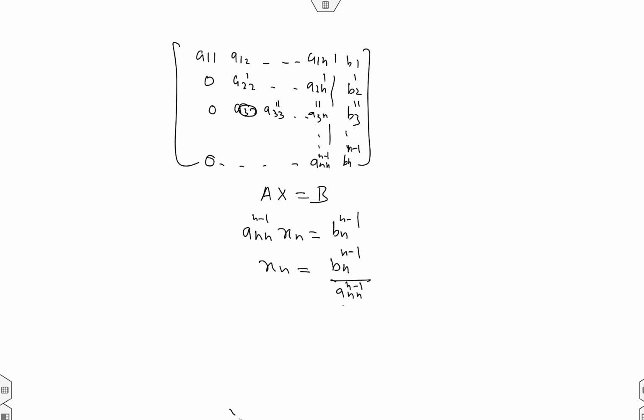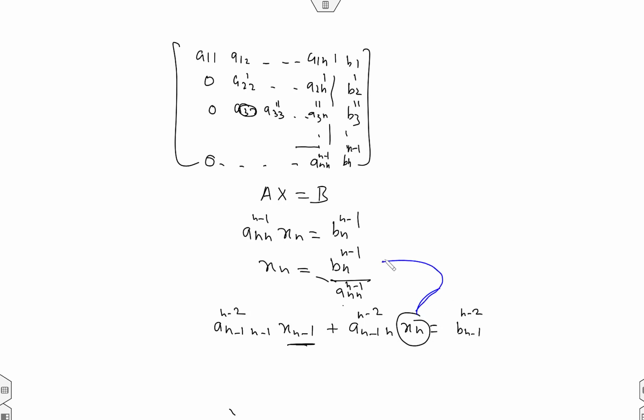Okay, so similarly from the second-to-last row, what you are getting is A(n-1)(n-1) xn minus 1 plus A(n-1)n xn equal to B(n-1). Okay, this is also at the n minus 2 step. So the value of xn minus 1 we can compute by using the value of xn.